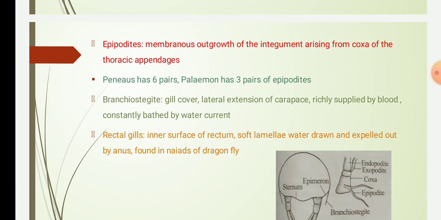Okay, the next type of respiratory organ is the branchiostegite. Okay, this branchiostegite is the gill cover. Okay, and it is the lateral extension of the carapace, which encloses a cavity between itself and the body, and the cavity which it encloses is known as the gill chamber.